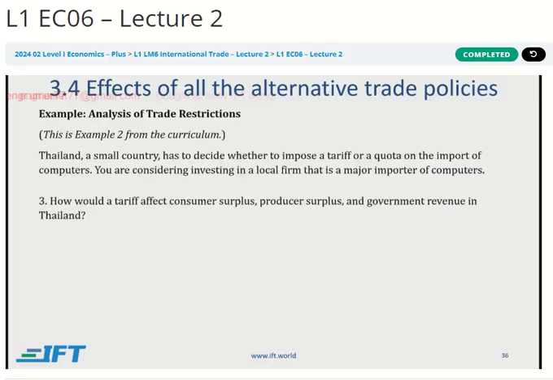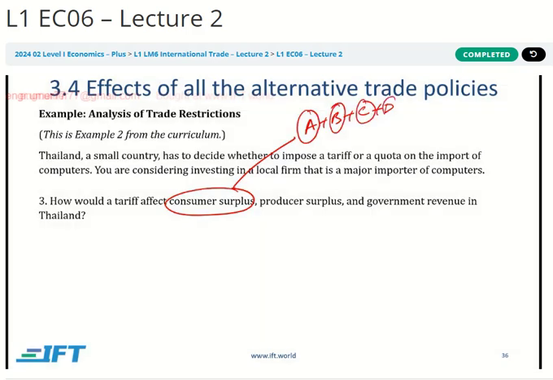How would a tariff affect consumer surplus? Obviously, consumer surplus is going to be badly affected by both A plus B, all for C plus D, right? Because this goes to producer surplus, this is deadweight loss, this is going to the government, and this is also deadweight loss. So all of this is going to be gone.